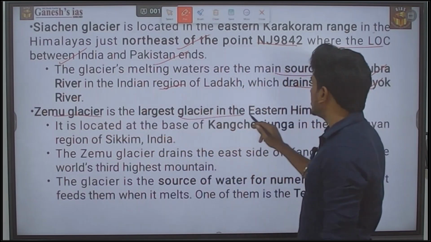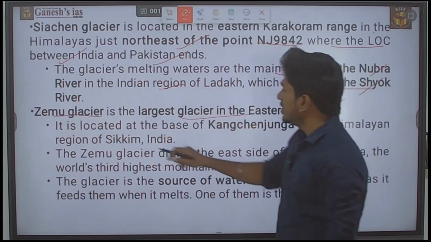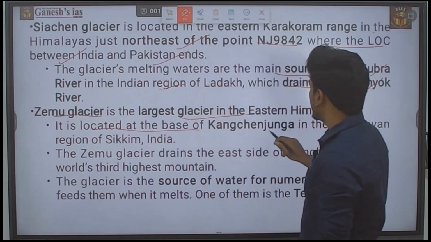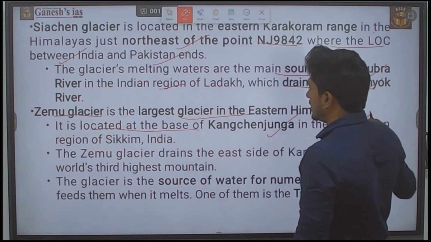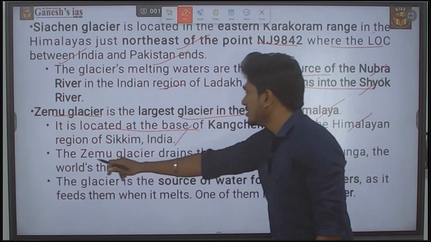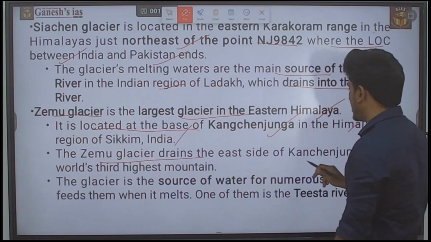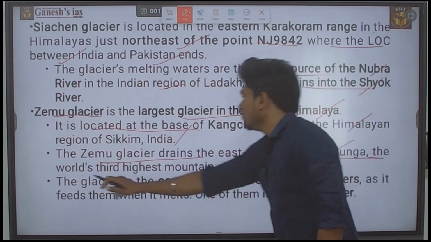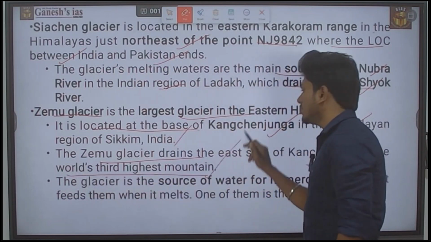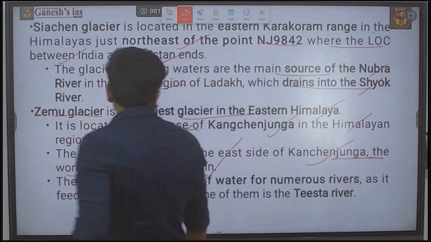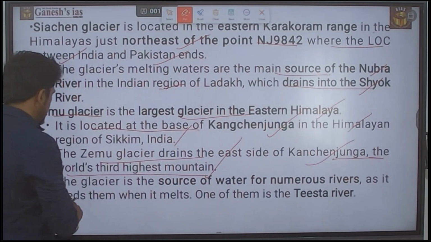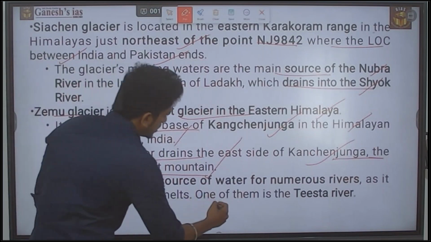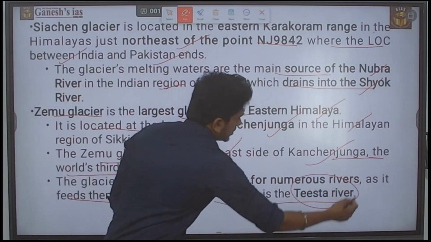And the next is the Zemu Glacier. It's the largest glacier in the eastern Himalaya. It is located at the base of the Kanchenjunga in the Himalayan region of Sikkim, India. Zemu Glacier drains the eastern side of the Kanchenjunga, which is the world's third highest mountain. The glacier is the source of water for numerous rivers as it feeds them when it melts, and one of them is the Teesta River.